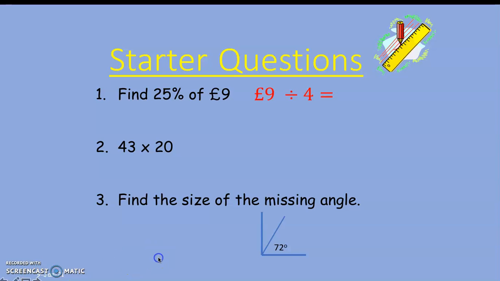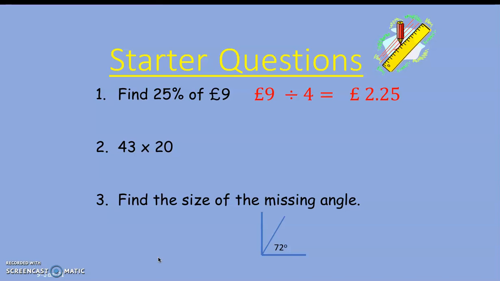Welcome back. So for question number 1, you have to find 25% of £9. What I'm hoping you've remembered is that to find 25% of something, you need to find a quarter of that amount. If we're finding a quarter of something, we're doing a nice, easy, simple division sum. We're dividing by 4. So if I'm doing 9 divided by 4 in my head, I'm just going to half the number and then half it again. So a half of £9 is £4.50, and then if I half £4.50, I will get an answer of £2.25.